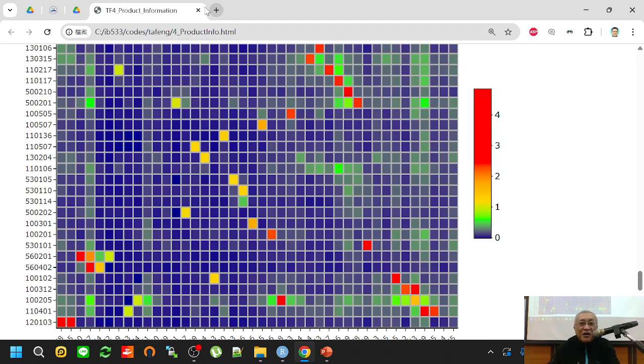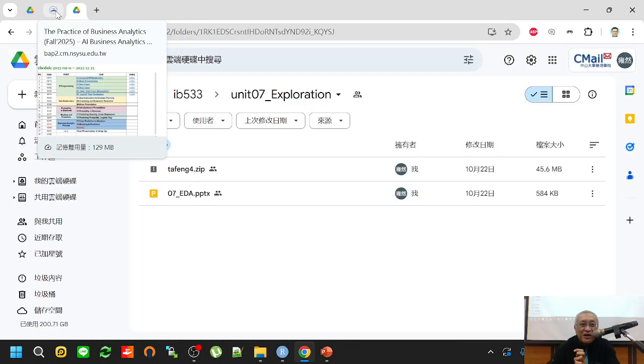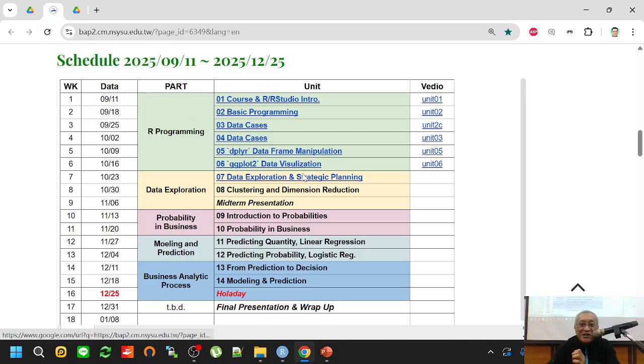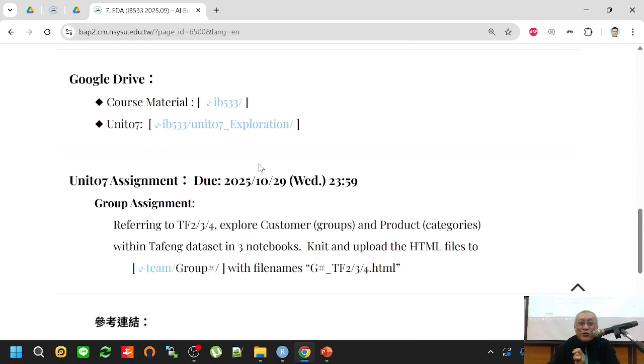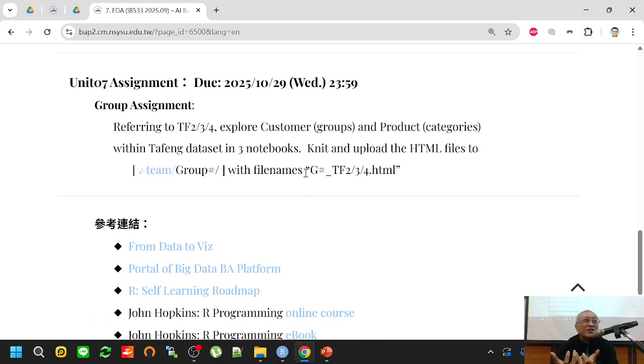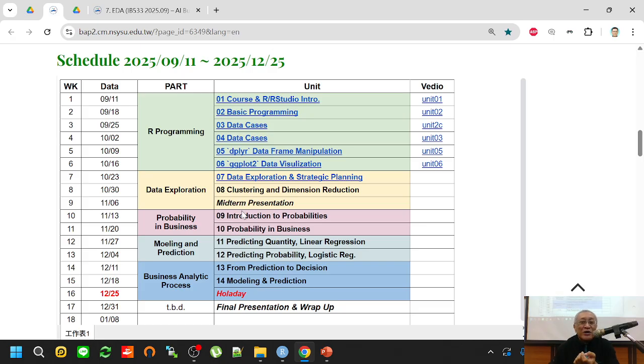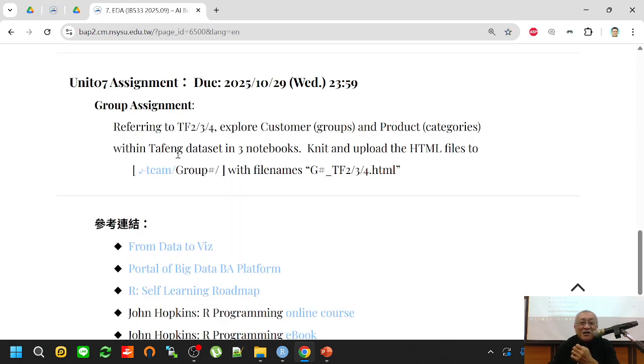Okay, now it's already 12 o'clock. Let's go to the assignment very, very quickly. The assignment is very straightforward. In 2 weeks we want to do the midterm presentation, and next week is actually your midterm examination. So in this week, our homework assignment is a group assignment.